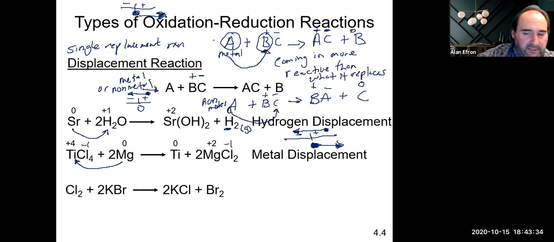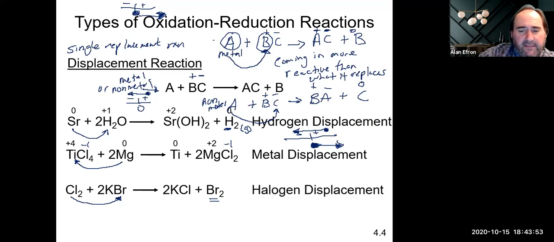These are our halogens. Our halogens can replace each other. In this case, this is a nonmetal that's going to replace the nonmetal of the bromine. When it kicks it out, the bromine comes out by itself with no charge. And as you probably can imagine, since it's a halogen that's doing that, this is sometimes referred to as a halogen displacement. Also, a redox reaction happening here.